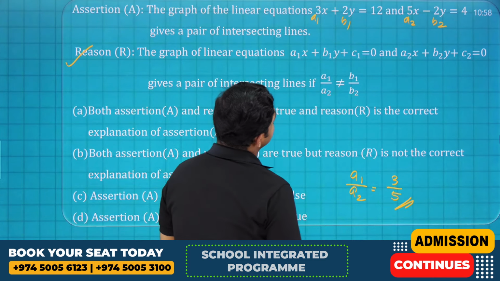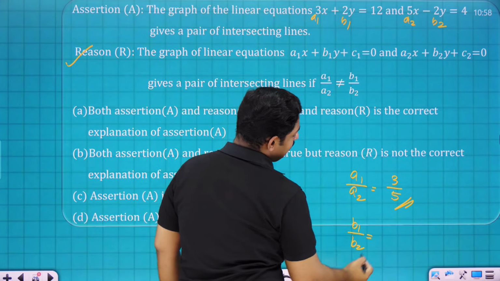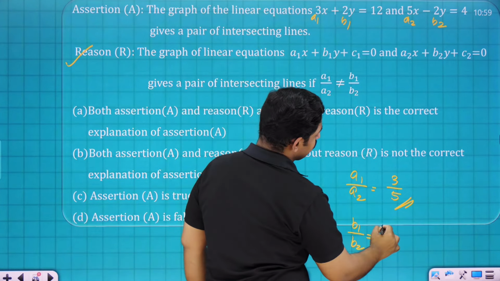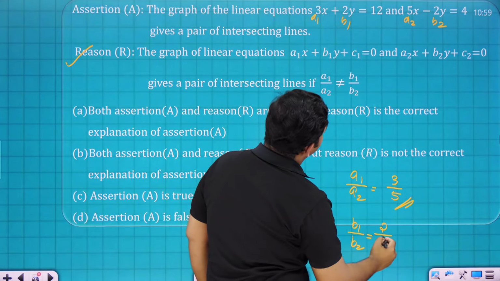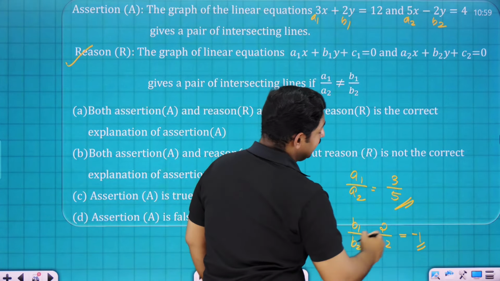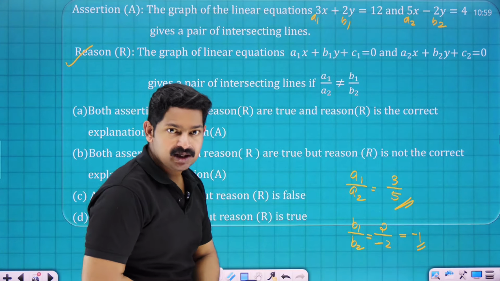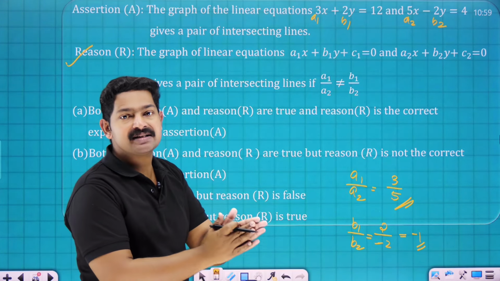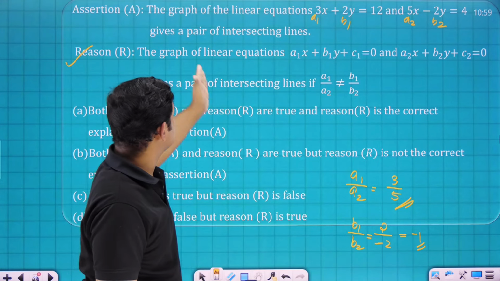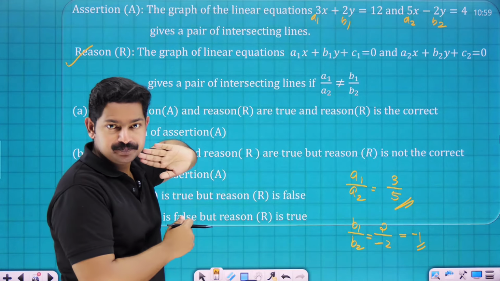You are getting a1 by a2 as 3 by 5, and b1 by b2 is equal to 2 by minus 2, right? 2 by minus 2, when you cancel, you will be getting minus 1. So anyway, the ratios are not equal. a1 by a2 is not equal to b1 by b2. If the ratios are not equal, definitely there is a unique solution, or we can say the pair of lines are intersecting. So the assertion is true.